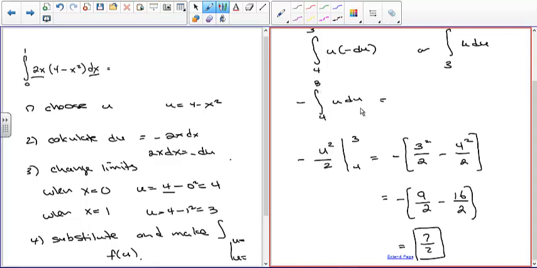When you do the integration, you drop the du and replace it with this vertical line and substitute the lower limit and the upper limit. The next part is to substitute in the upper limit and subtract substituting in the lower limit, and then the rest of it is just algebra. So you get 9 halves minus 16 halves, which is negative 7 halves, times negative gives you positive 7 halves. Okay, so that's the procedure.